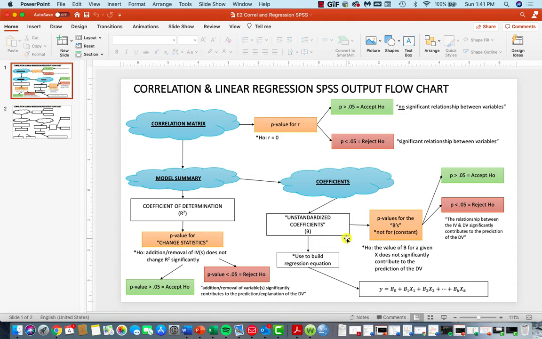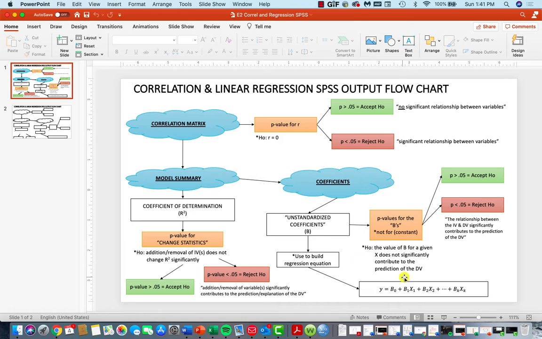Within this coefficients table, you'll notice there are p-values, or a significance column, for the coefficient B, and this is going to be represented by a t-statistic, and then there's going to be a significance value next to that.